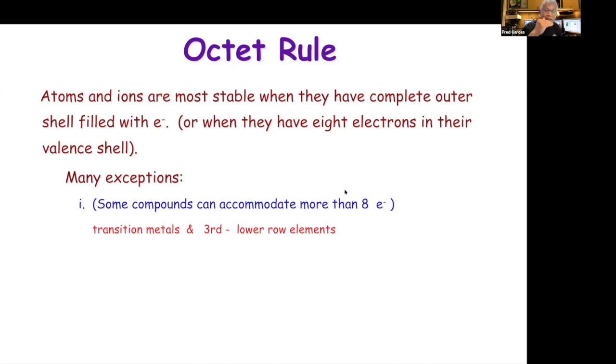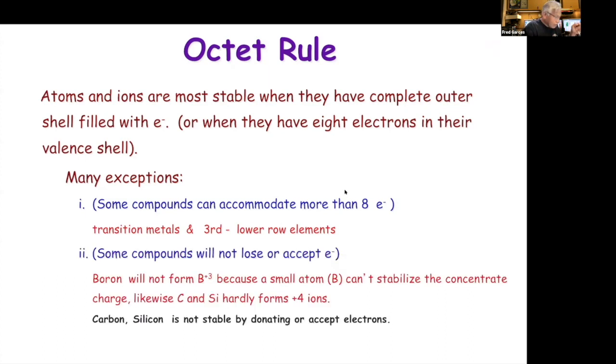Okay, and any element below the second row, the third, fourth, and fifth, because remember, the third shell is when the d orbital starts to form. You don't have a d orbital in the first shell. The only orbital you have is 1s. Second shell, you have 2s and 2p. Third shell, you have 3s, 3p, and 3d. Once you have the d orbitals available, then we can have something called valence shell expansion.